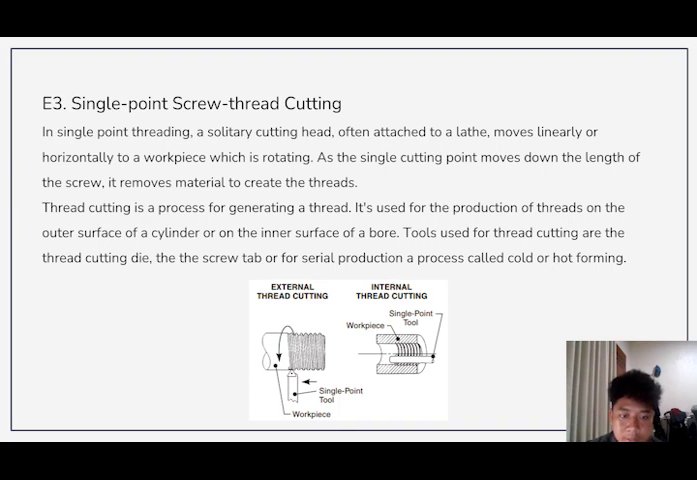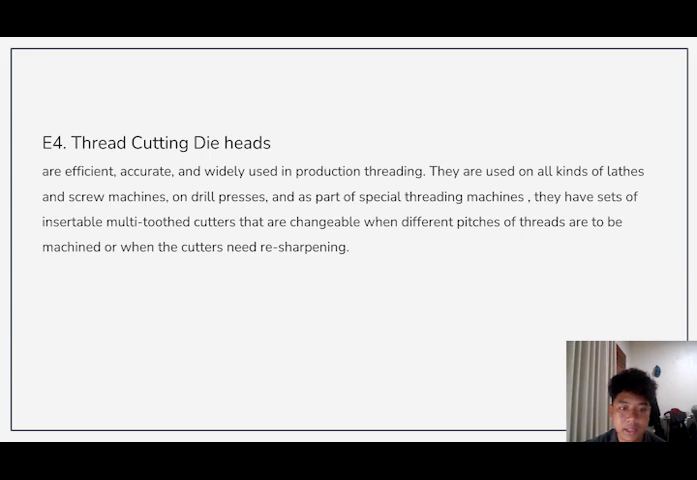Thread cutting is a process for generating thread. It is used for the production of thread on the outer surface of a cylinder or on the inner surface of a bore. Tools used for thread cutting are the thread cutting die and the screw tap. For serial production, processes called cold and hot forming are used.